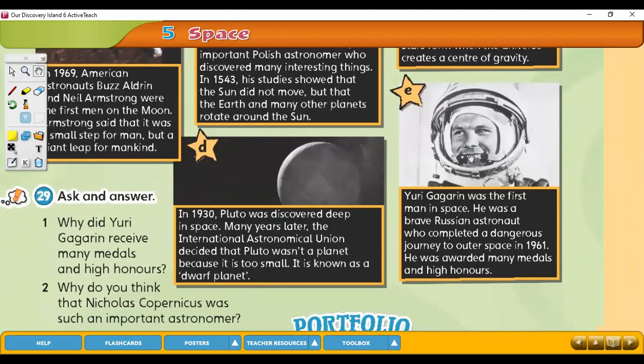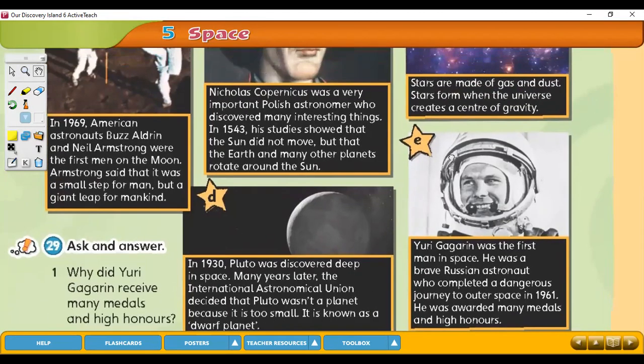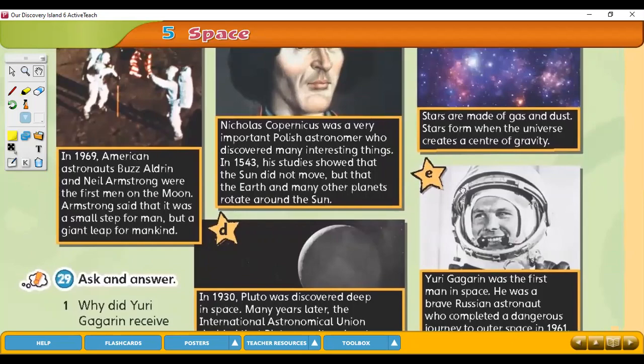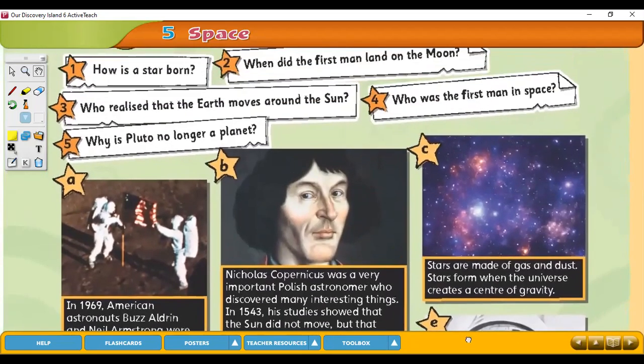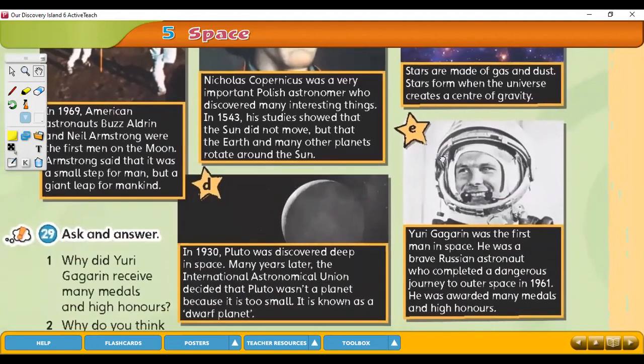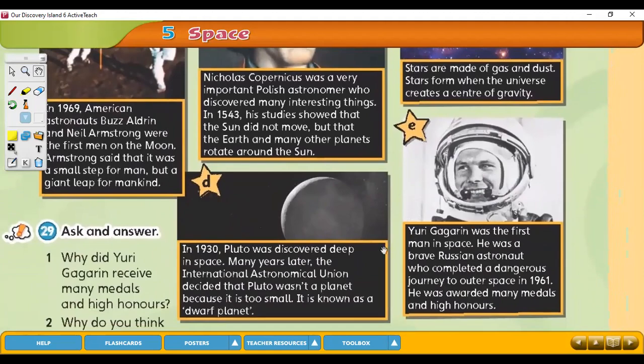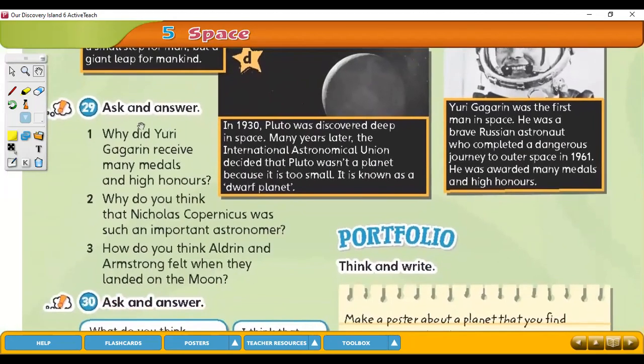Picture E here, we have an astronaut. Yuri Gagarin was the first man in space. He was a brave Russian astronaut who completed a dangerous journey to outer space in 1961. He was awarded many medals and high honors. So Yuri here is not the first one on the moon. He's the first man in space, generally. He is such a brave man. So who was the first man in space? It has the answer right here. It's Yuri Gagarin.